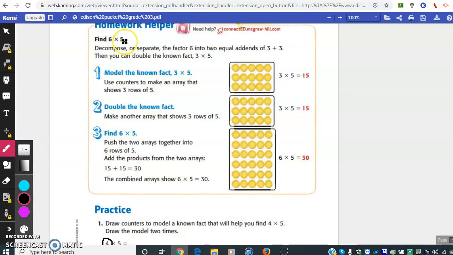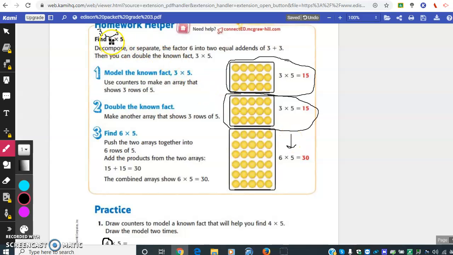So here's what we know about 6. 6 can be doubled down into 3 plus 3, right? We know that we can take 6 down to its doubles, 3 and 3. If we do that and we find the answer to 3 times 5, which is what they did here, and we know 3 times 5 is 15, then we can find another 3 times 5, which is also 15, and then put them together to give us the answer for 6 times 5.